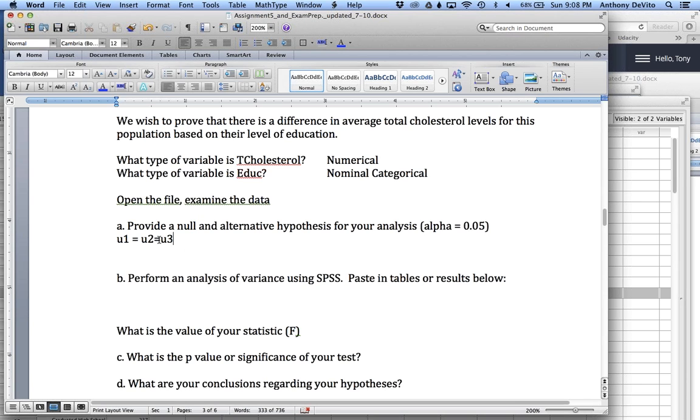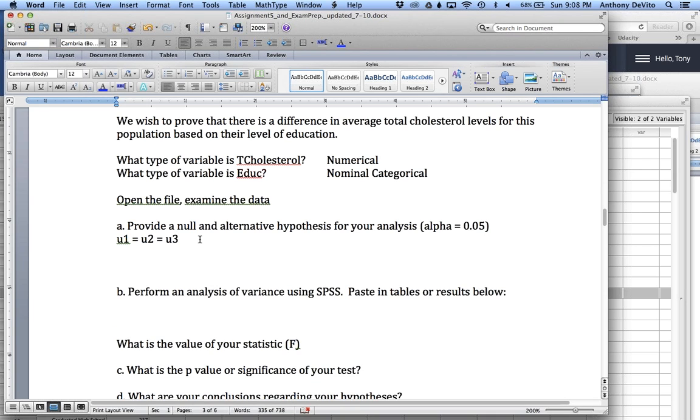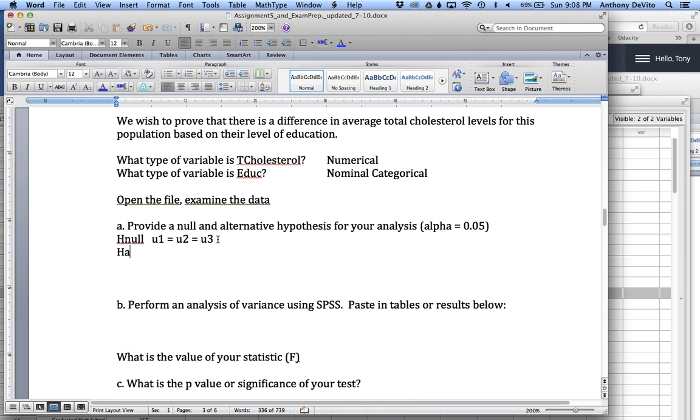I use mu because we're not concerned about the sample. We're really comparing the populations. We don't know the population, so we're forced to use the samples. But in our null hypothesis, we always refer to the population means. Okay, and what's our alternative hypothesis? That's our null hypothesis. What's our alternative hypothesis? Sometimes it's easier to put this in words than it is to actually type it in.